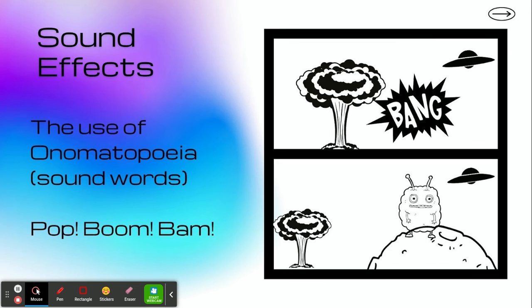Okay, then we have sound effects. Onomatopoeia is really important here. Sound effects are expressed a lot in graphic novels in order to convey some type of sound or something dramatic that is happening. So in these panels, we can see that something has blown up, and we have the word bang there to represent a sound.